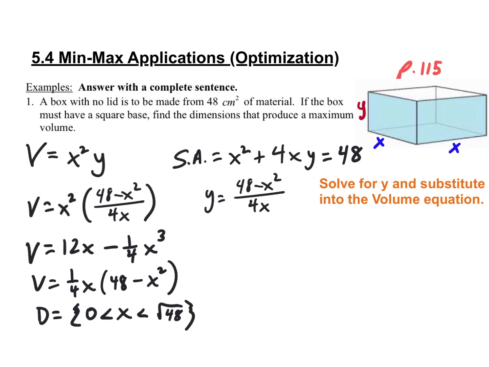The volume, if I was to graph the possibilities for the volume, we've got open circles at either end of it. All right, now we can find the derivative. And I would find the derivative from here. That'll just make it easier. That's why I wanted to take the derivative right away. All right, so my derivative is going to be 12 minus 3/4 x squared.